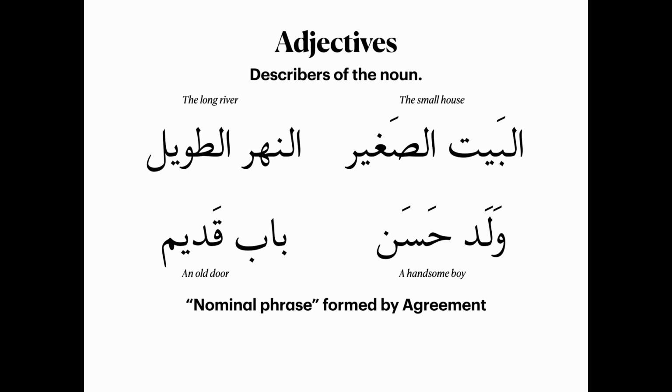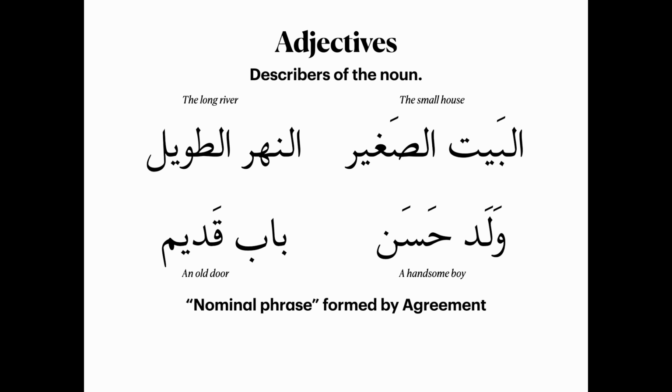And again, if you're unfamiliar with these words, absolutely do not worry. These words are in our vocabulary, and we'll go over those later. So this is a nominal phrase formed by agreement. And agreement means that the adjective follows the traits of the noun. The adjective mimics the noun to indicate that they're part of one united idea. So it's like it's not house small, it's the small house, right?